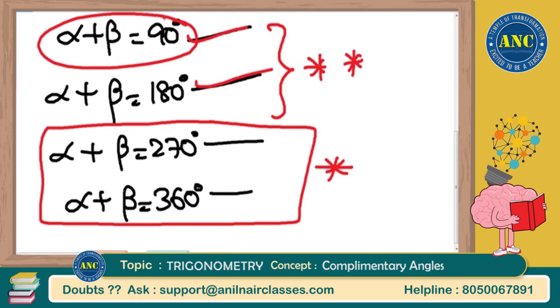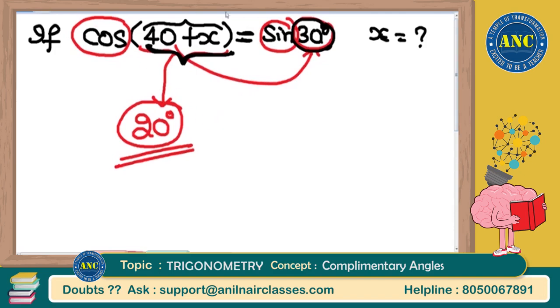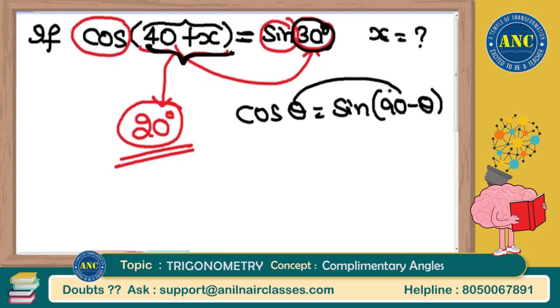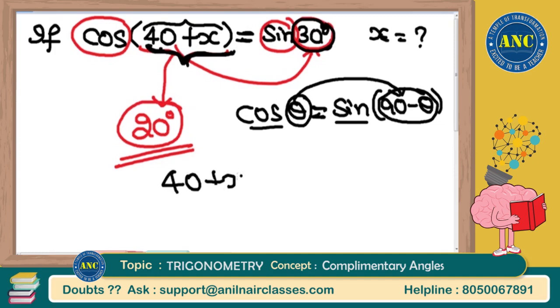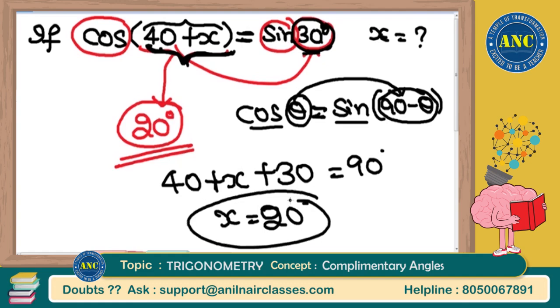Raj Sharma. Do I need to explain this one, sir? What I am trying to explain here is, Raj Sharma, cos of theta is equal to sin of 90 minus theta, which we know already. Theta and 90 minus theta sum is 90. That means cos and sin will become equal if the sum of angles is 90 degrees. That means here the angle is 40 plus x. Here the angle is 30. The sum should be 90. Left hand side is 70, shift it. 90 minus 70 is 20. Raj Sharma, I believe that it is clear, sir.